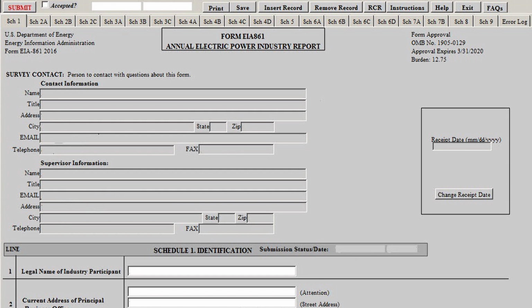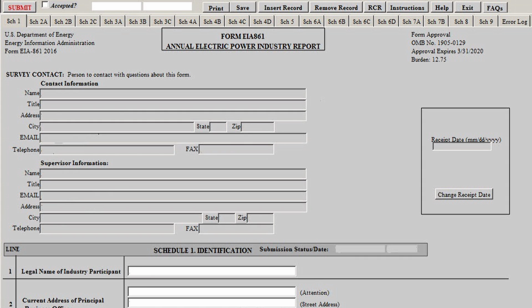Welcome to the EIA-861 web tutorial. Form EIA-861 Annual Electric Power Industry Report is a mandatory report which collects information on the status of electric power industry participants involved in generation, transmission, distribution, and the sale of electric energy in the United States and its territories.